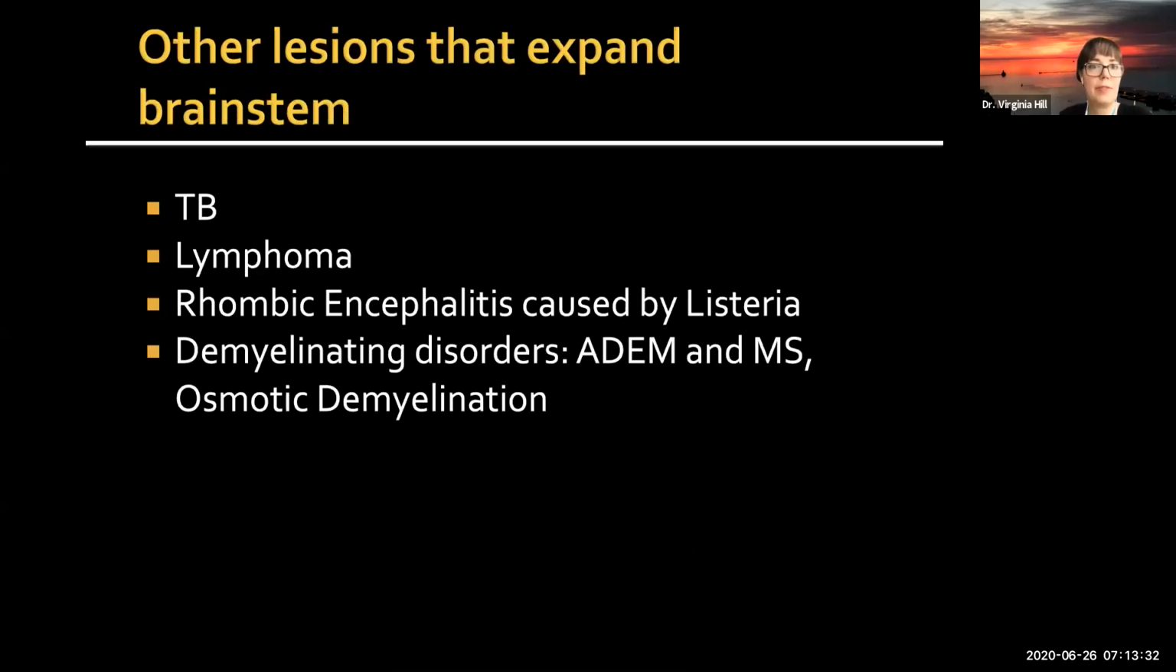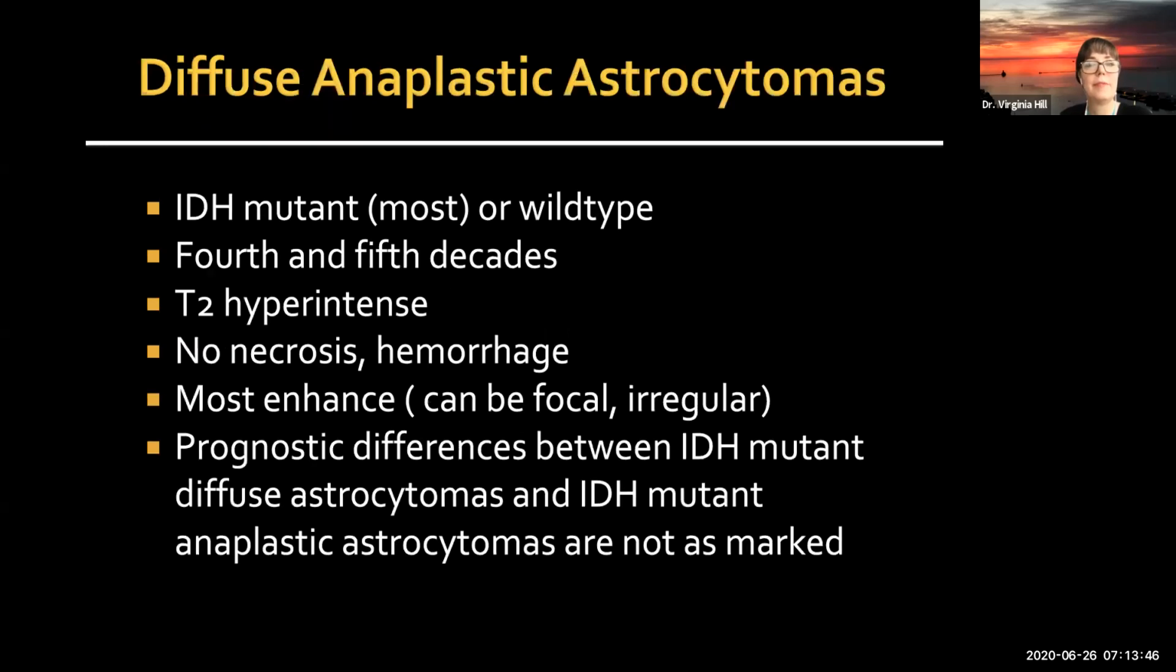Other lesions that can expand the brainstem that are important to keep in mind for your differential diagnosis are TB, lymphoma, rhombencephalitis caused by listeria, and demyelinating disorders such as ADEM and MS, and osmotic demyelination.